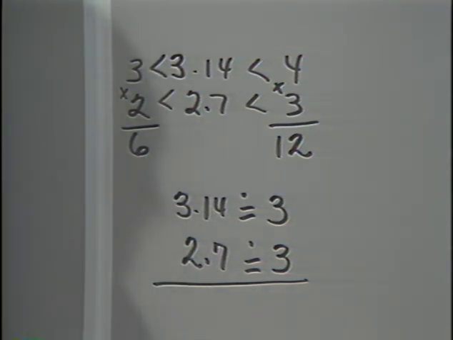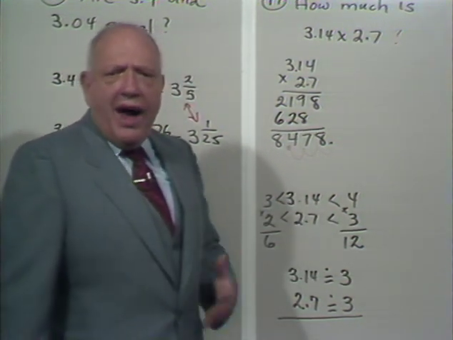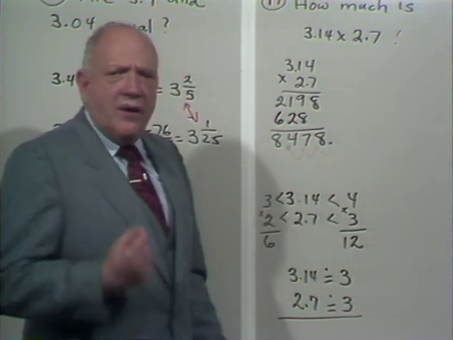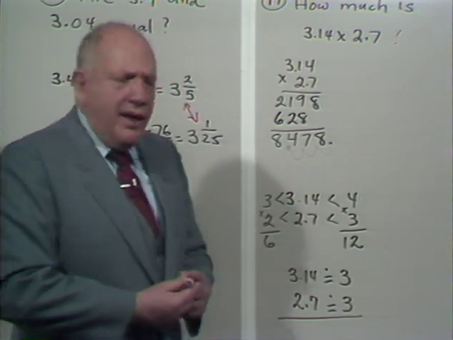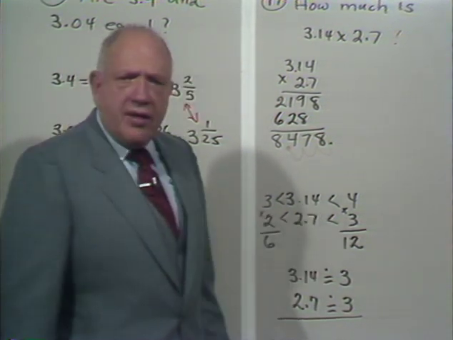3 times 2 is 6. I don't have to know decimals for that. 4 times 3 is 12. I don't have to know decimals for that either. Now, without even looking at this problem, what have I done? I've bounded it. I know that the right answer has to be more than 6, but less than 12.